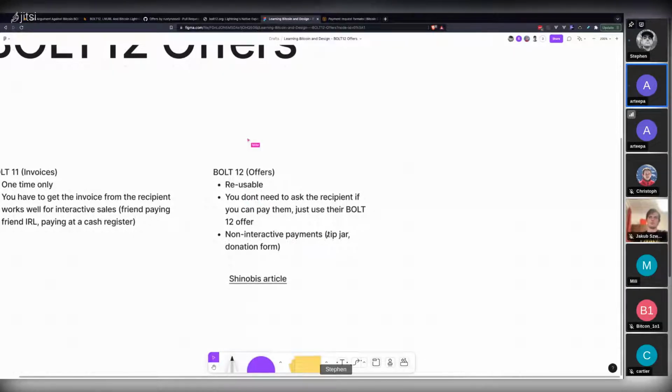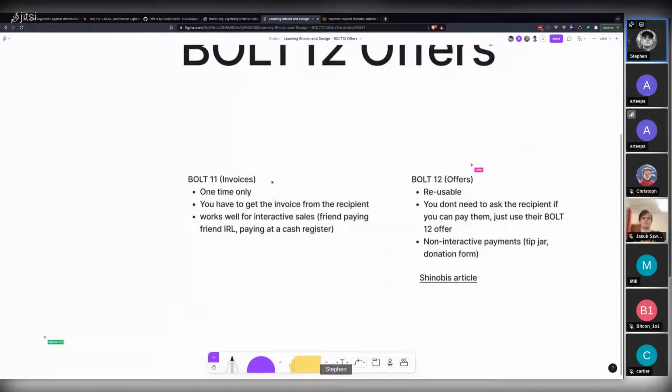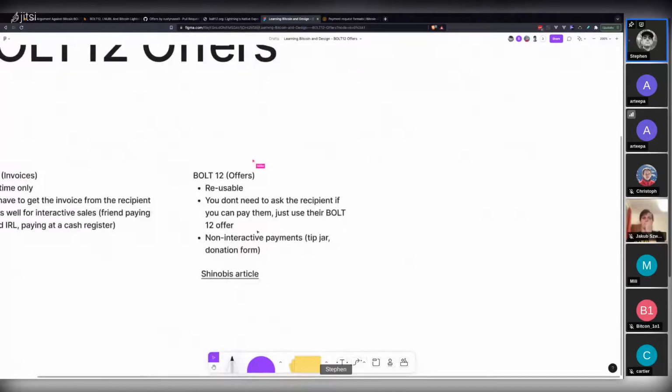Yeah, exactly. If you were a musician on the side of the street right now and you wanted to get tipped over Lightning, it would be a little bit hard because you would have to stop playing music every time somebody wanted to tip you and open up your phone and generate an invoice for every person, right? That would be on the Bolt 11 side. But with Bolt 12, if you were that musician, you could print the Bolt 12 offer and put it on your tip jar or on your guitar case, and people could just scan it and pay you and you never have to stop playing.